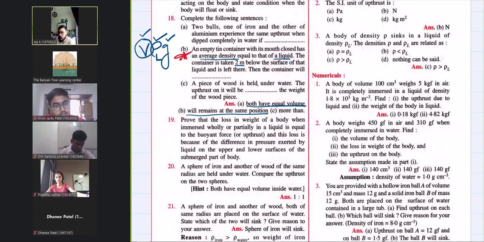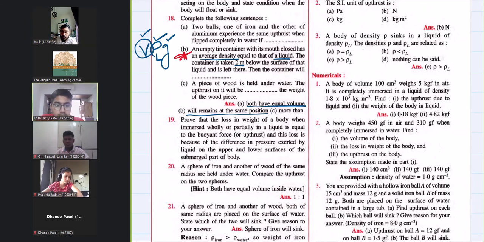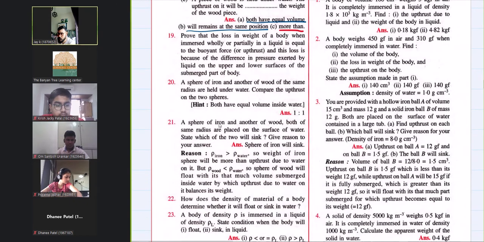Okay, a piece of wood is left or held under water. The upthrust on it will be dash the weight of the wood piece. Whenever you take a wooden piece down below the surface of water, what happens? It will come back to the surface. Why? It comes back to the surface because upthrust will be more than the weight of the wooden piece. Okay, so only the second one's reason you have to find. Why the empty tin container remains in the same position.